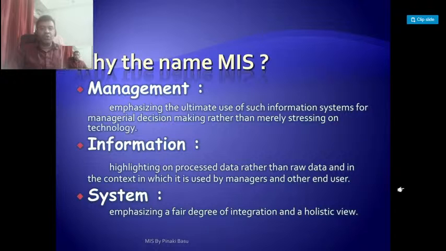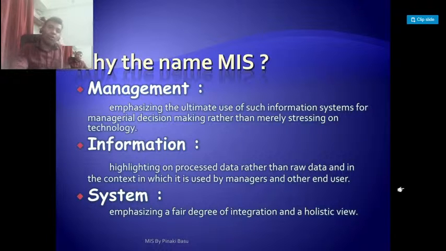A system emphasizing a fair degree of integration and holistic view. So a system is the integration of whatever activity you do, and there is a complete holistic view. You start from end to end, from input to output, you have everything in it, and ultimately you try to improve your system continuously, so that MIS will be more productive, more efficient, more yielding for your entire organization or for your personal decision making process. So this is what we call a system.